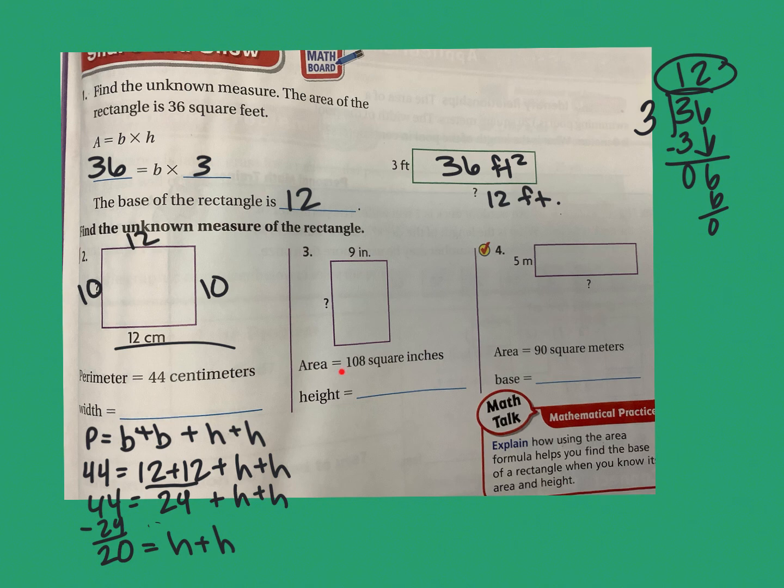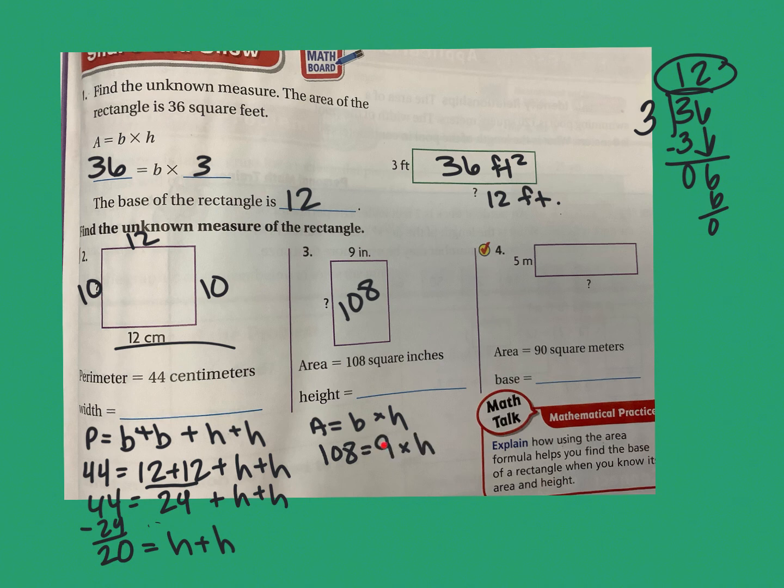Let's look at this one. We have 108 square inches for the area. We are doing area this time. Remember, area is base times height, and we don't know the height. So I'm going to start with my formula and fill in the information I know. I know the area is 108. I know the base is 9. I don't know the height.